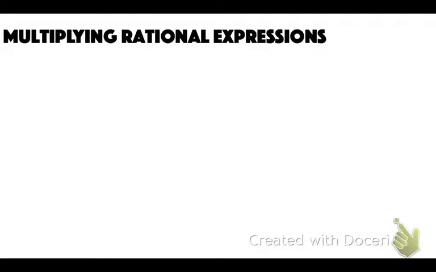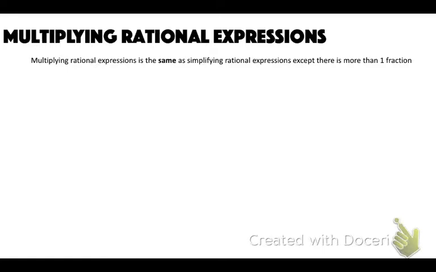Okay, let's get into multiplying. So multiplying is the same as simplifying, except now there's more than one fraction. When we were simplifying, there's only one fraction. When we're multiplying, there's usually just 2, but you could have more than 2. So if we have this one, 6x squared y cubed over 2x squared y squared, and then 10x cubed y to the 4th over 18y squared.